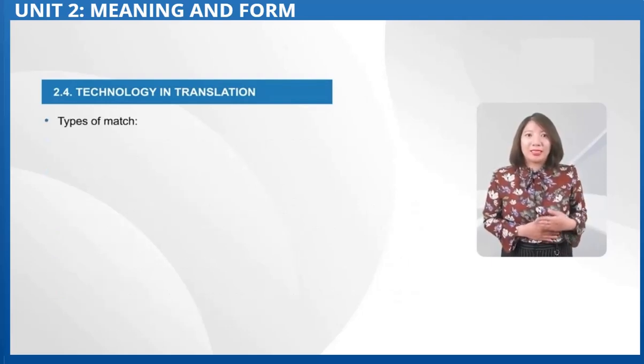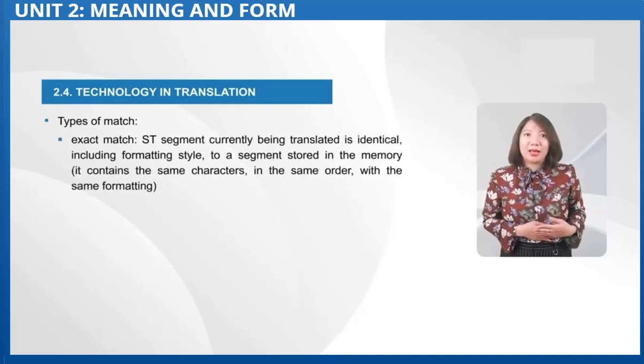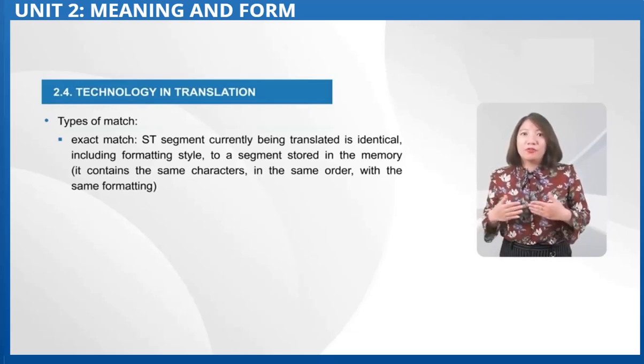The first one is exact match, which means that the source text segment currently being translated is identical, including the formatting style, to a segment stored in the memory. It means that it contains the same characters in the same order with the same formatting.